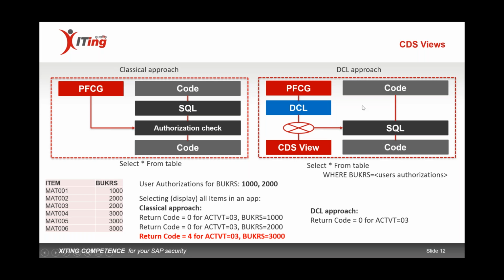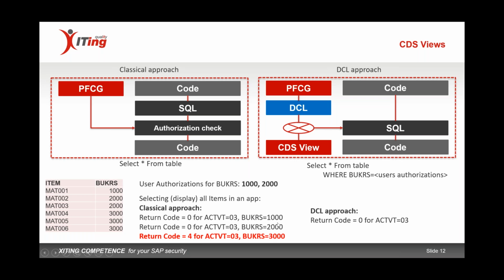The problem with that is, in the classical approach, if there are more items and I select star, I will see an authorization failure when I run a trace because I don't have the authorization. For example, I will get return code 0 for company codes 1000 and 2000, but then I have a return code of, for example, 4 for company code 3000, because I'm not authorized for that.